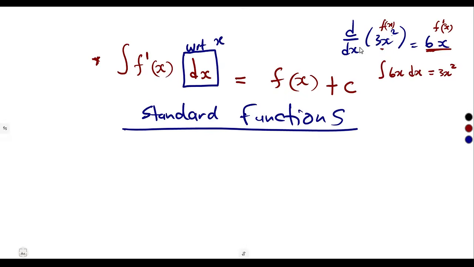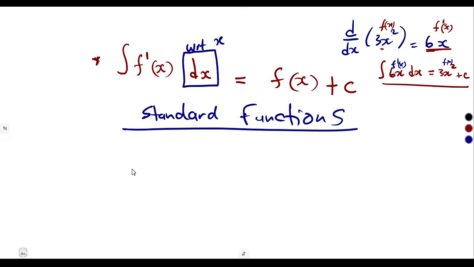But because we do not know whether there was a constant or not, we have to add the constant of integration. This is what you want to prove, to say truly this is the reverse. This was our first derivative, and this is our f of x, 3x squared, which gives us 6x. We want to prove that if we integrate this, we get back this part. So this is from the standard functions.